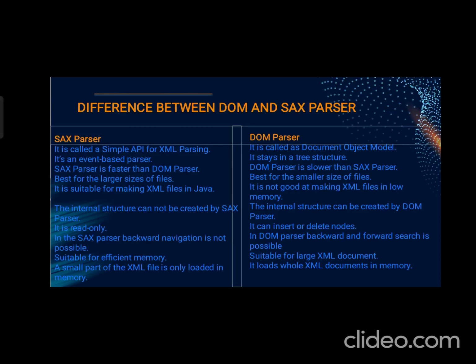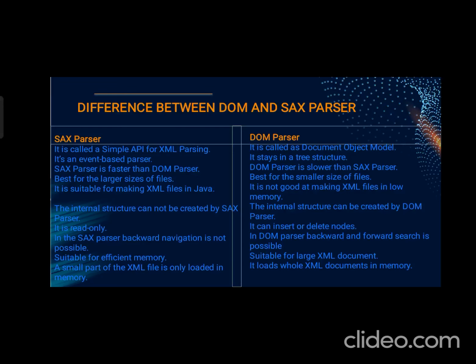SAX Parser is faster than DOM Parser, and DOM Parser is slower than SAX Parser. SAX Parser is best for large file sizes, while DOM Parser is best for small file sizes. SAX Parser is suitable for making XML files in Java, while DOM Parser is not. It is not good at making XML files in low memory.